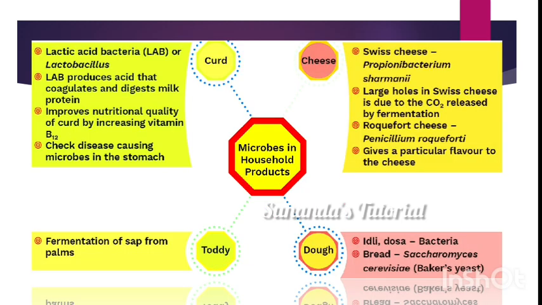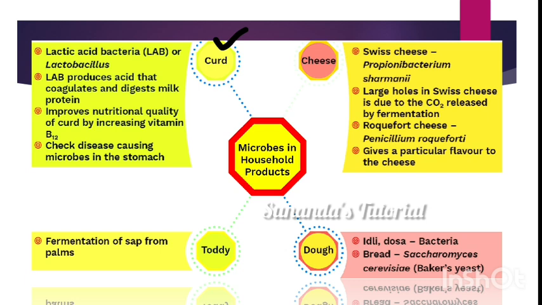Next, what are the uses of microbes for producing household products? At first, for producing curd, lactic acid bacteria or Lactobacillus is used. So Lactobacillus is a type of bacteria used in the production of curd.